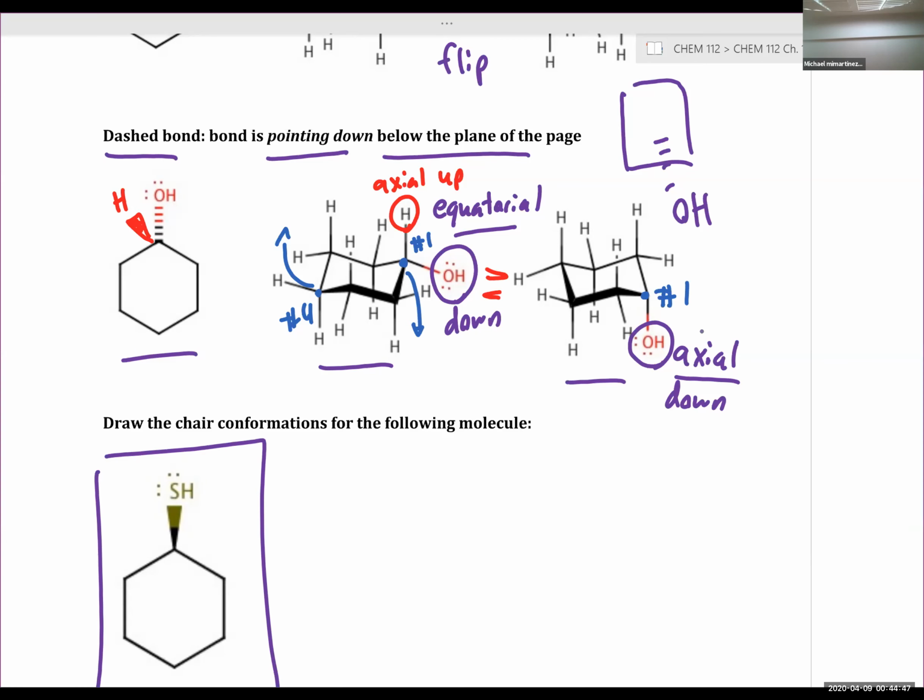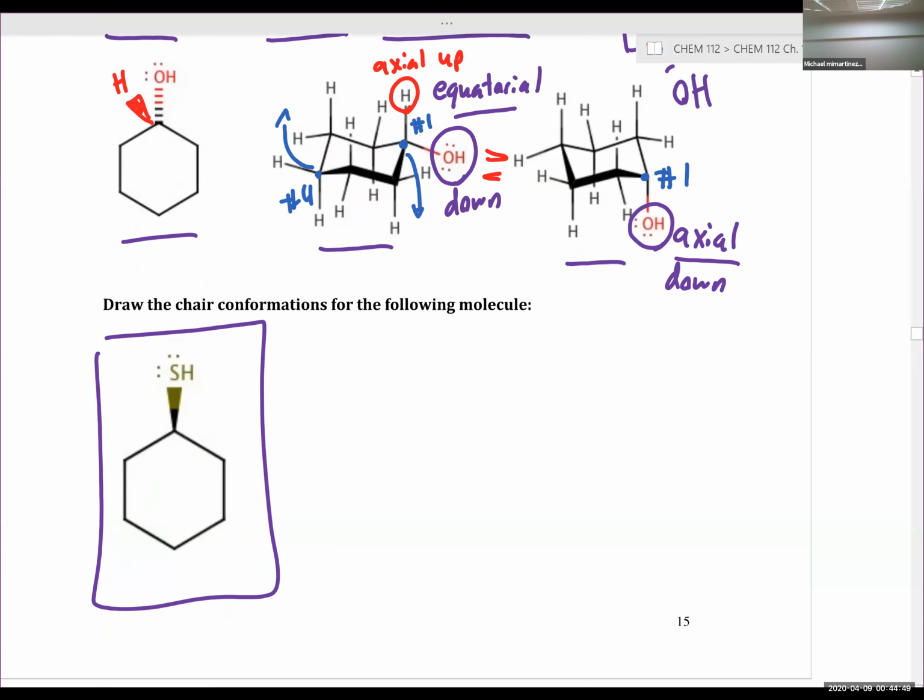Okay, perfect. So let's take a few minutes. Let's take about 2 minutes, and using the guides that I provided to you, I'd like you to draw the chair conformations for the following molecule. And really focus on noting what this wedge symbolizes.